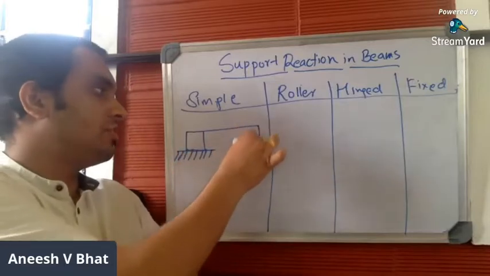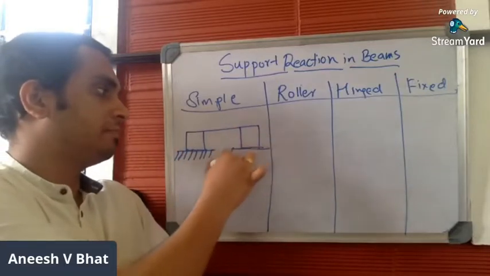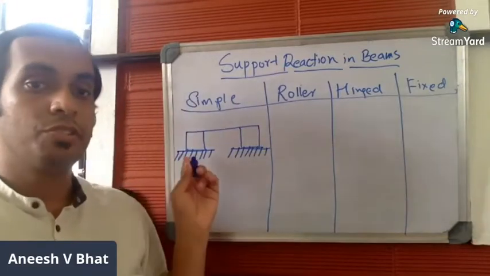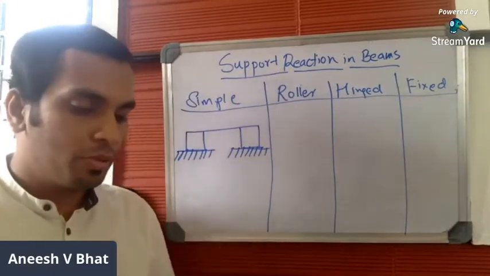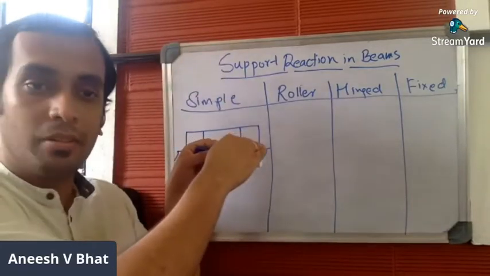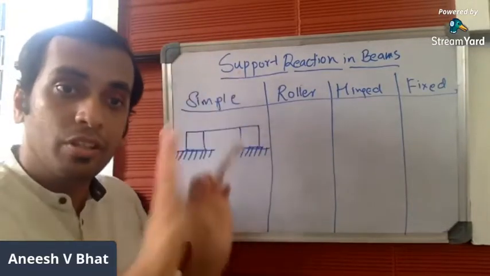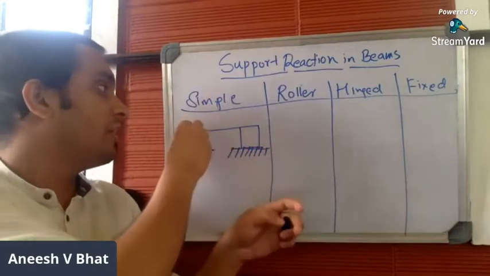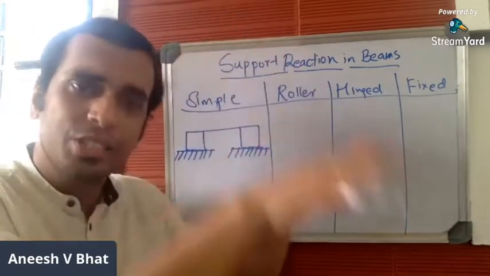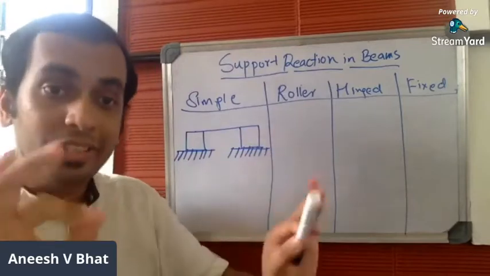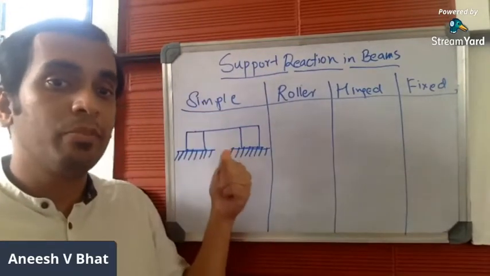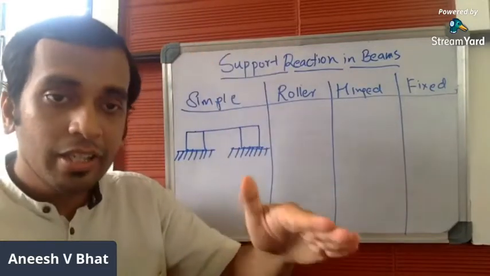Simple support is drawn in this way. This is how you draw simple support. So in simple support, the beam is just placed on the support without having any fixture, without fixing the beam to the support. There are no hinges which fix the beam to the support. So simple support is a type where the beam is just placed on the support in this way.